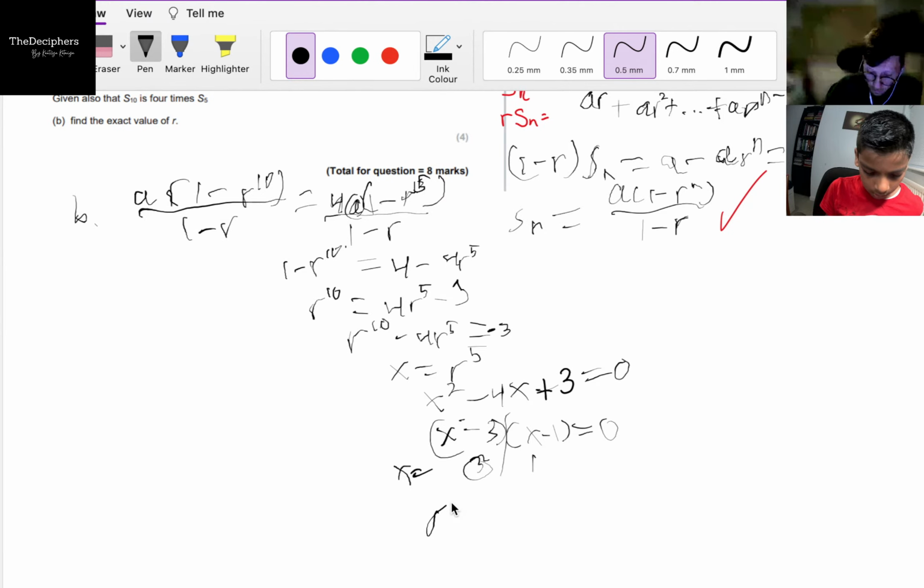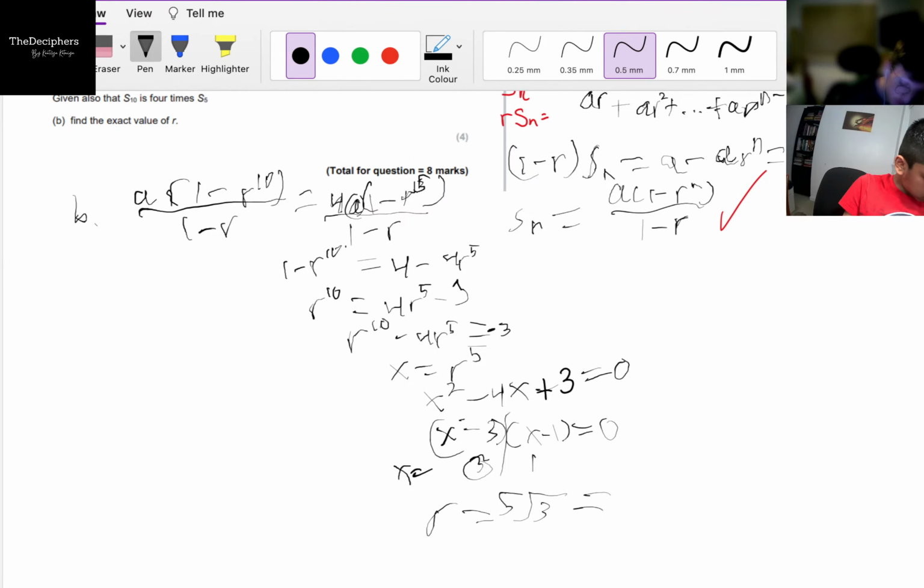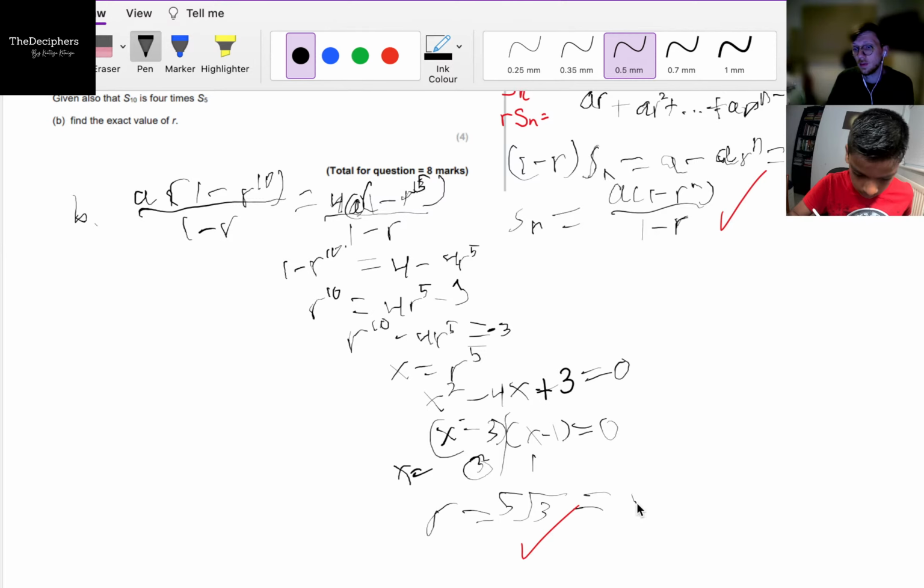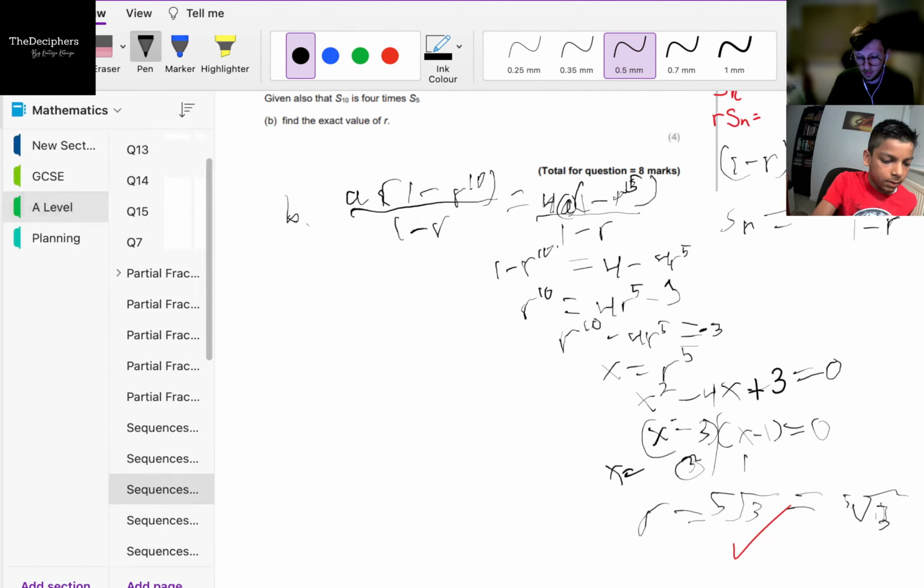And so r is the 5th root of that, which is... Brilliant. The 5th root of 3 is the exact form, so we stop there. It's the exact value of r, the 5th root of 3, it's spot on. Then let's get to the next question.